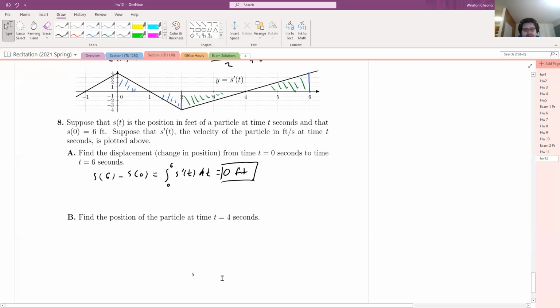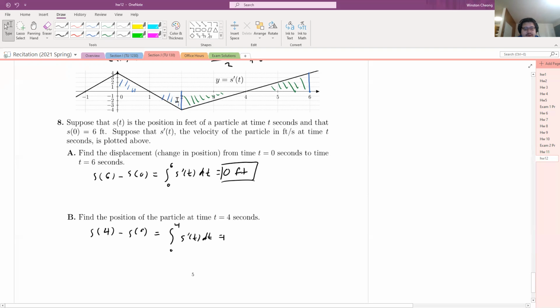For B, the cutoff is a different time. So instead of going all the way to 6, we stop off at 4. And we want to find the position of the particle. So that's where this initial condition fits in. So we'll end up needing that. But the setup is still the same. If we want to show all of our work, we would set it up by talking about the difference of these two things, relating that via the fundamental theorem of calculus part 2 to an integral. And then we can compute what the value of this integral is.